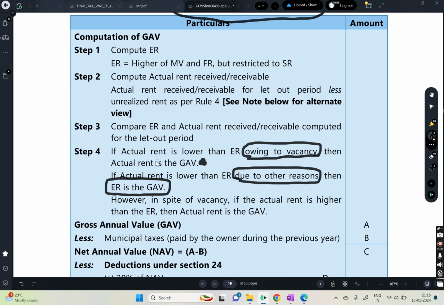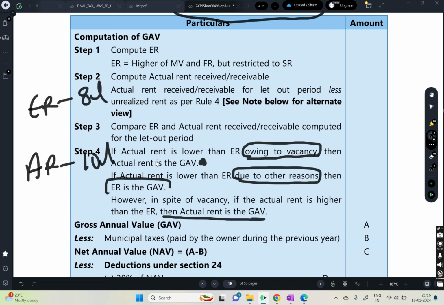Okay. But there are some scenarios where, in spite of the vacancy, actual rent is higher than the expected rent, then take actual rent only as GAV. Anyway, you don't need to worry about this. Let's just say actual rent is 10 lakh rupees, expected rent is 8 lakh rupees. Then what do we take? Actual rent only we will take. It is because of the vacancy.